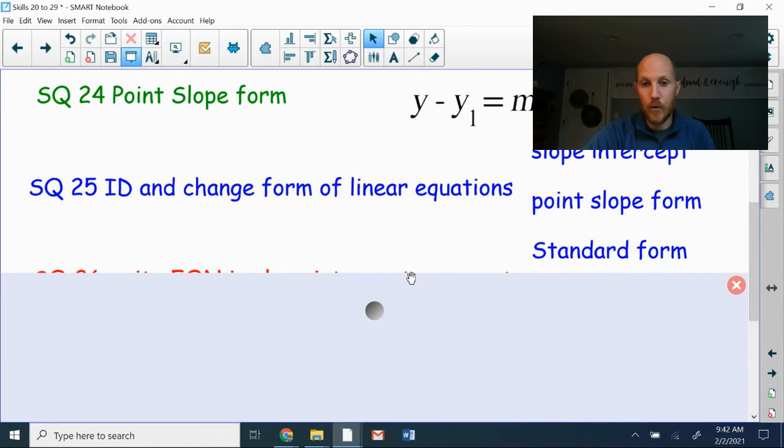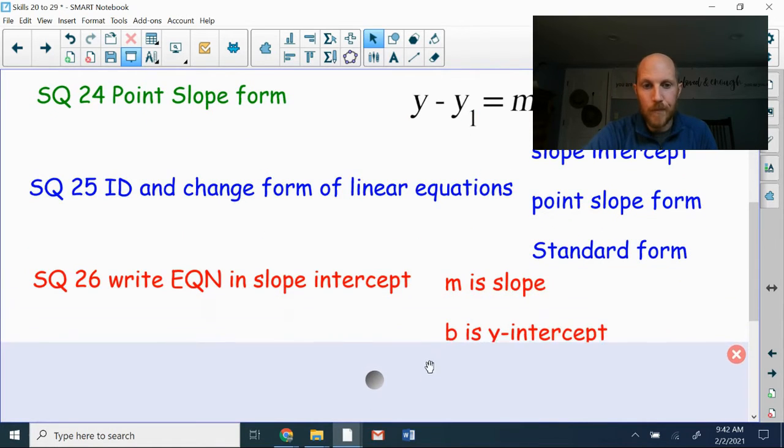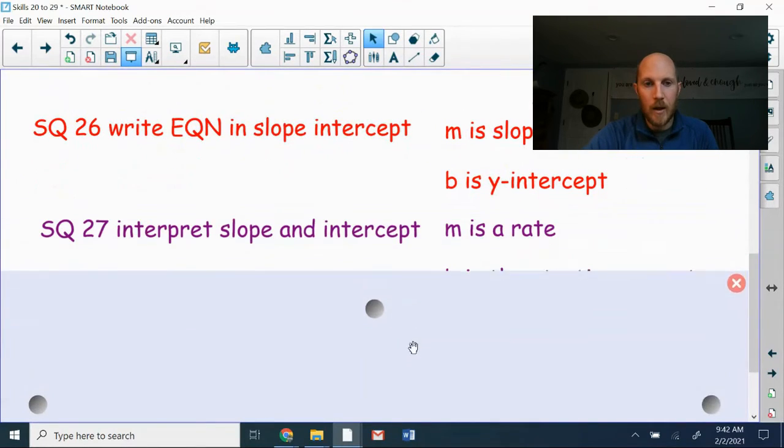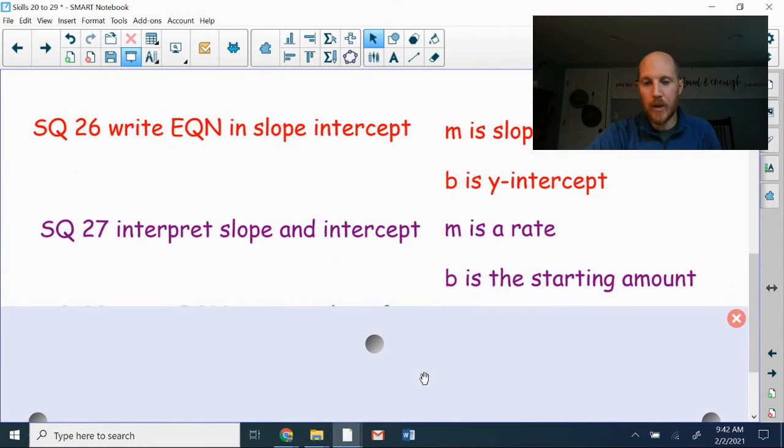Those are the only three forms that we will use. Skill 26, writing equations, not graphing, but writing equations in slope intercept form. Still got those same two things to identify. M is going to be the slope, B is the y-intercept. Skill 27, interpreting the slope and the intercept.